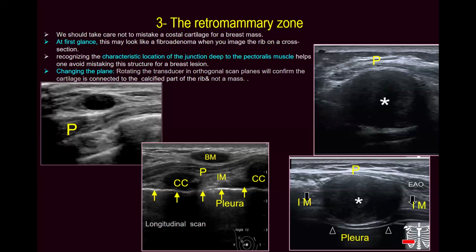Since it is anterior to the pectoralis, that means it is within the breast. It is related to the breast. It is not a chest wall. These here are costal cartilage.